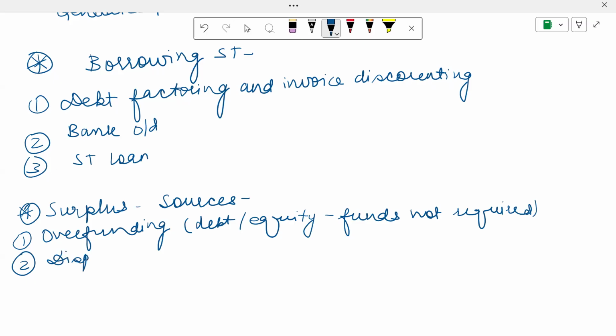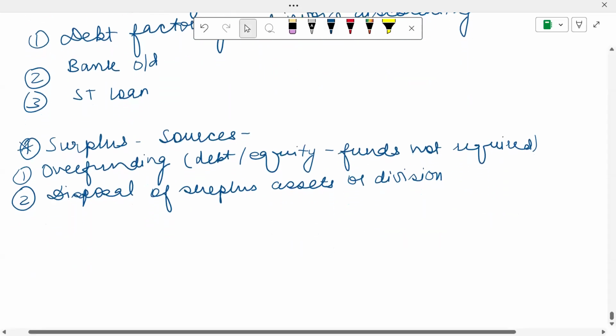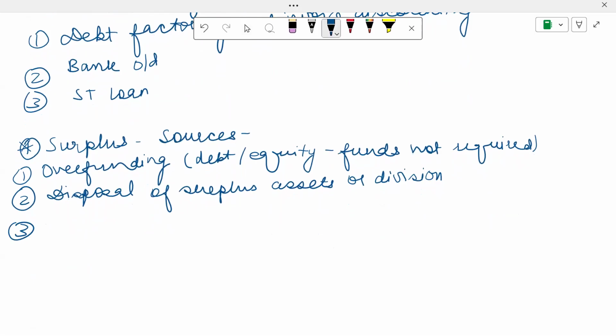Second could be the disposal of surplus assets or divisions. So if I was not using any asset which I had in my business, it was lying vacant, I sold it off. So the money that I received by selling that is also some surplus which I have. And then there could be an operating surplus. This basically means that I have been able to sell a lot of things, and considering all of my subtractions, my fixed costs, variable costs, still I'm left with a lot of money. So this is called operating surplus.